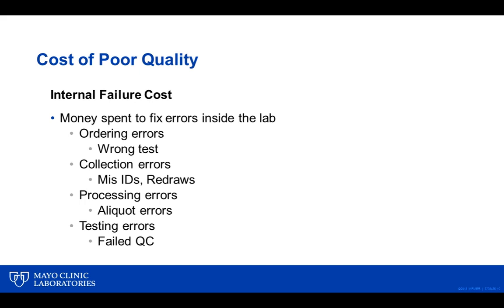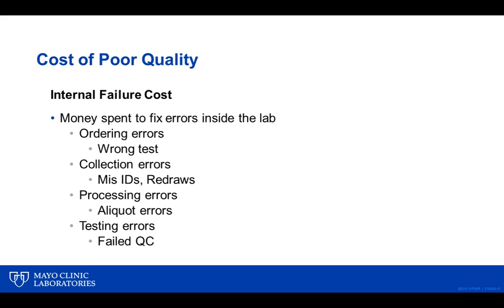So examples like ordering errors, right? So if we have a provider or somebody within the lab order a wrong test, that is something that if we catch it before it leaves the lab, we can fix it, but this is somebody's time to fix it and somebody's labor to fix it. So it's costing us money to do that. Collection errors. If you mis-ID a patient, if we have to do a recollection or redraw or restick, we are repeating a process that should have been done the first time.